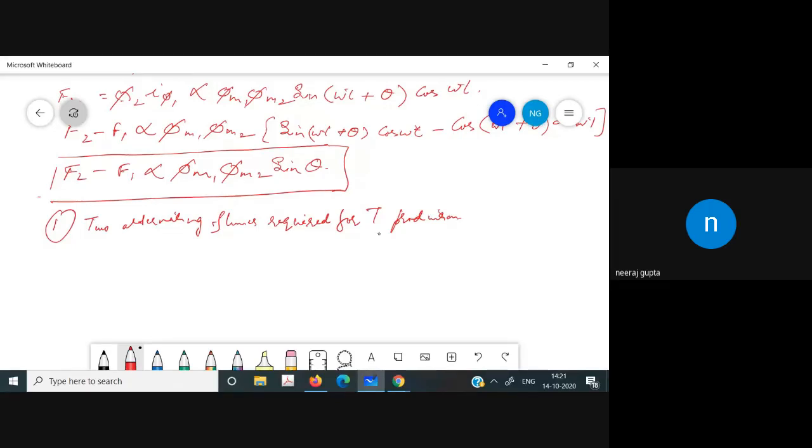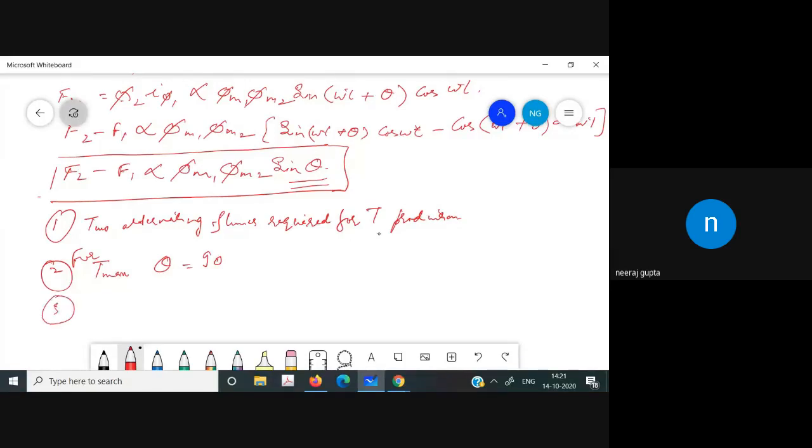And the maximum torque is produced in this case when you will see that this is 90 degree. Then we can say that the force is maximum, torque is maximum. So the maximum torque is produced when the fluxes are shifted by 90 degree. That is for T maximum, theta should be 90 degree.